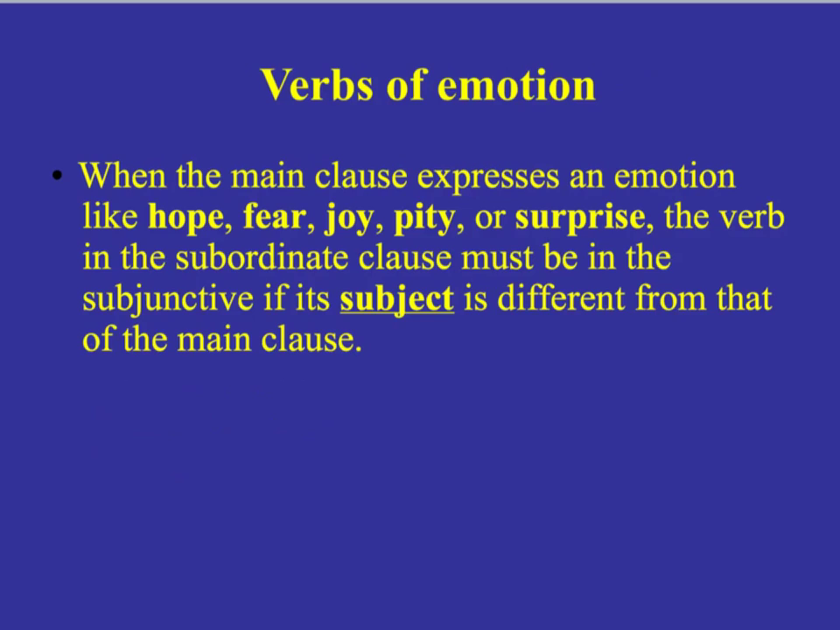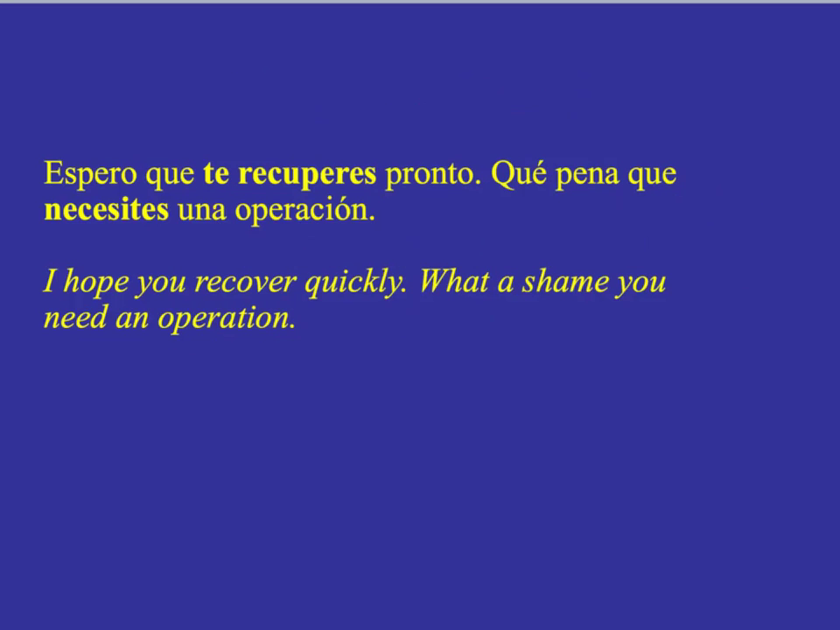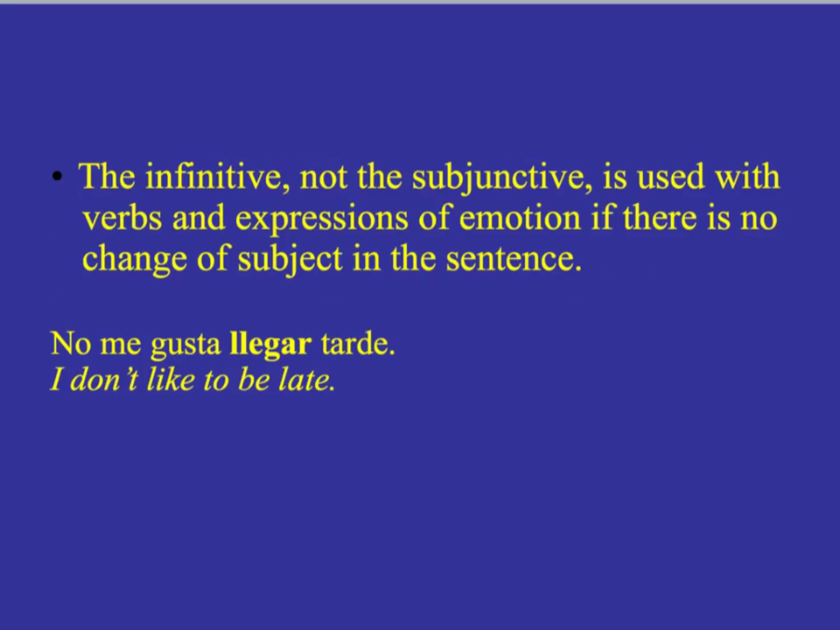We use the subjunctive with verbs of emotion. When the main clause expresses an emotion, like hope, fear, joy, pity, or surprise, the verb in the subordinate clause must be in the subjunctive if its subject is different. Again, here's an example. We say, espero que te recuperes pronto. Qué pena que necesites una operación. So notice that we have different subjects in these. That's why the subjunctive is used.